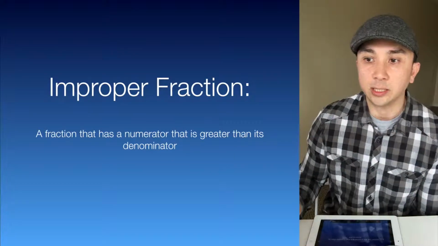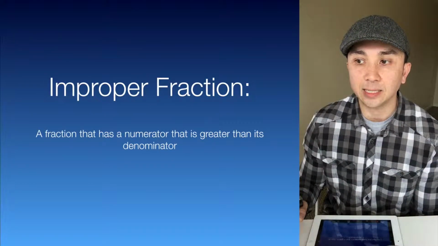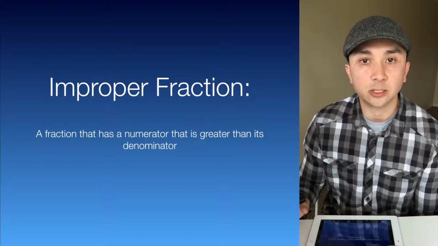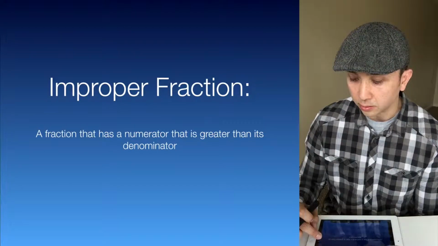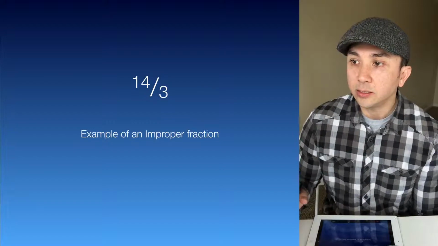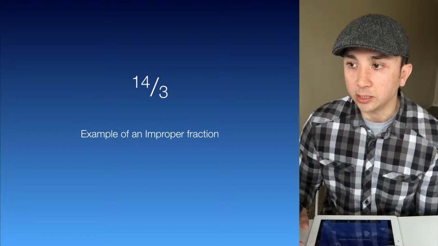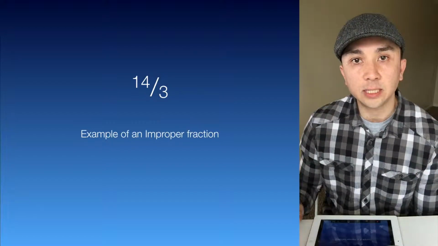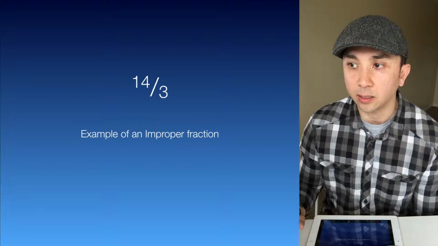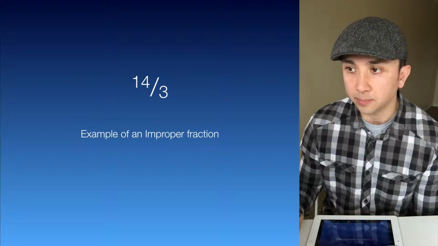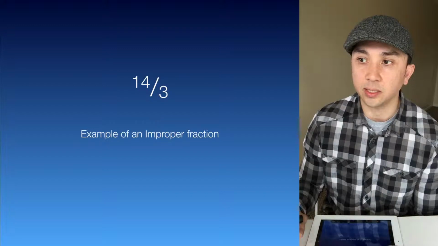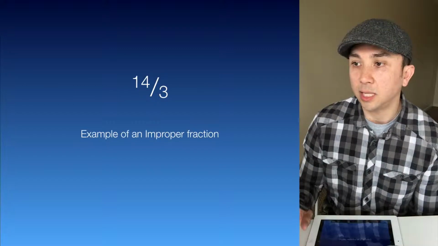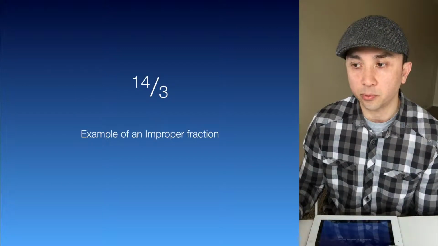An improper fraction is a fraction that has a numerator that is greater than its denominator. So here's an example of an improper fraction. The numerator 14 is greater than the denominator 3. Because of this, this type of fraction is called an improper fraction.